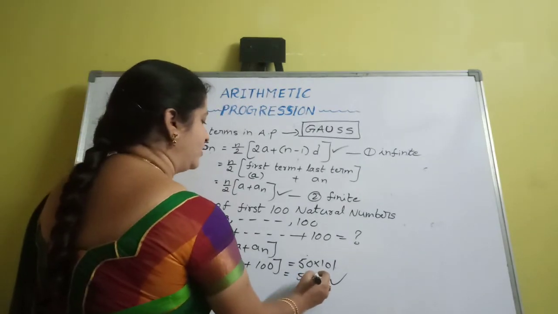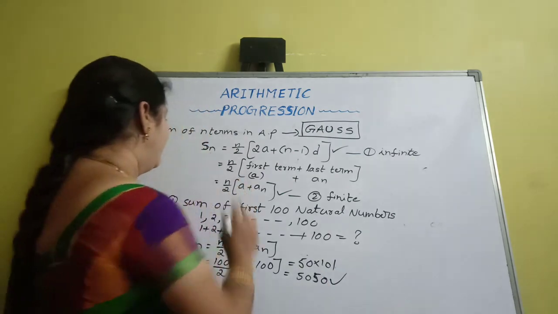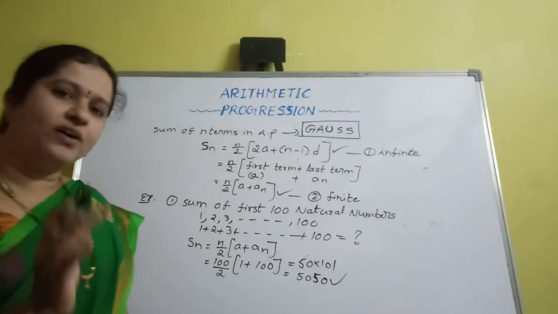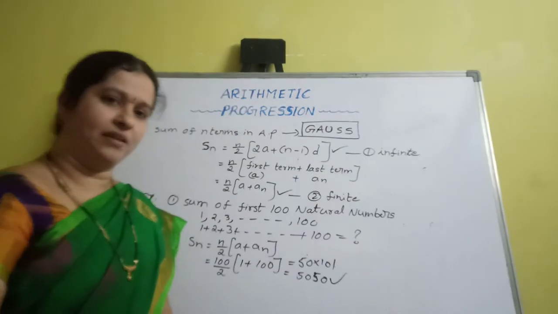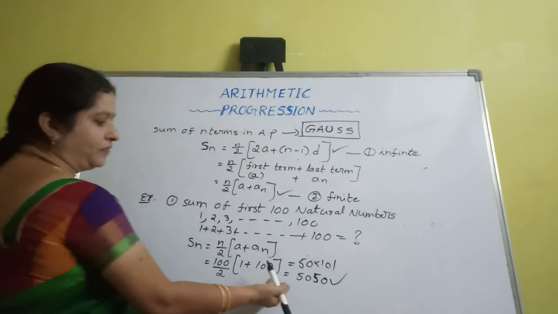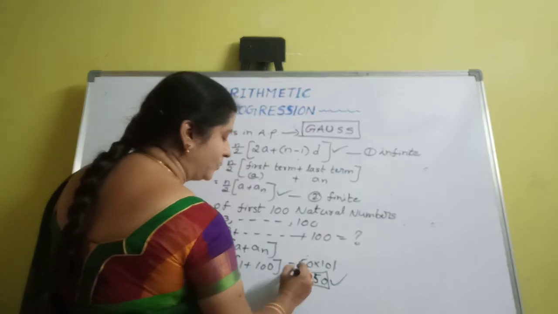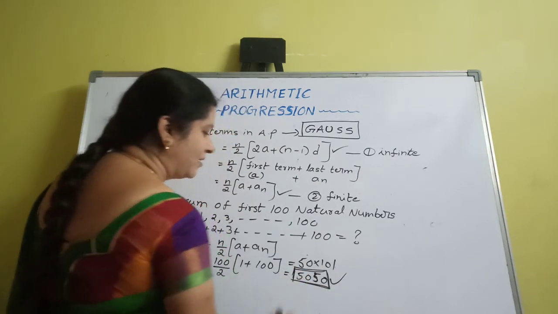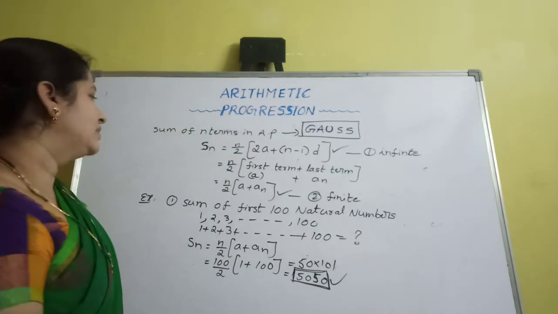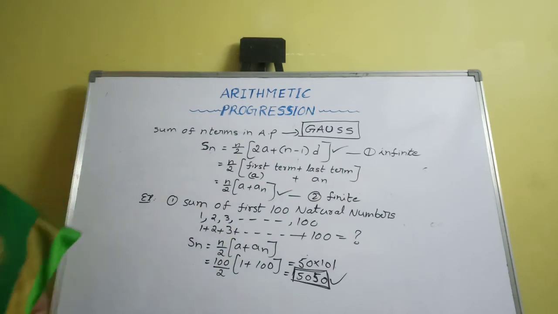It is very easy to remember. Very important bits. What is the sum of first 100 natural numbers? So it is 5050. Okay, you should remember like this. 5050 is the answer of this question. Okay.